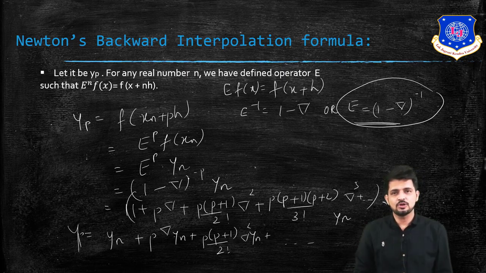This is the formula to find the value of Yp at x is equal to xn plus ph, and for this we are using Newton's backward interpolation formula. This formula is known as Newton's backward interpolation formula. Okay, let us solve a numerical on the basis of this.